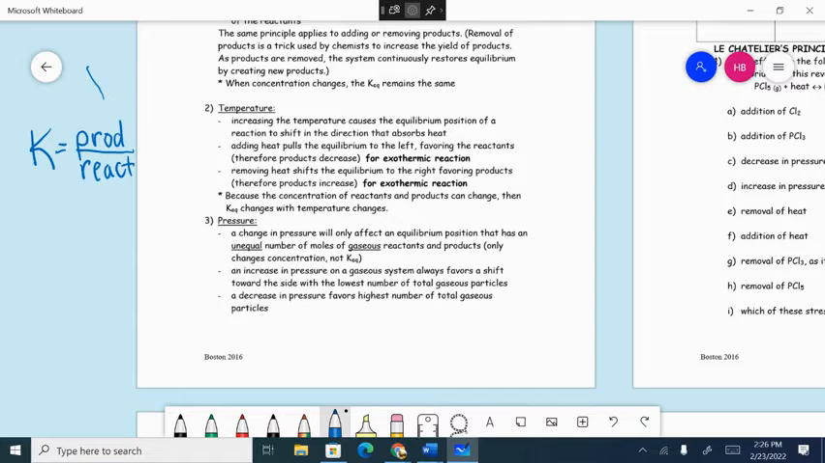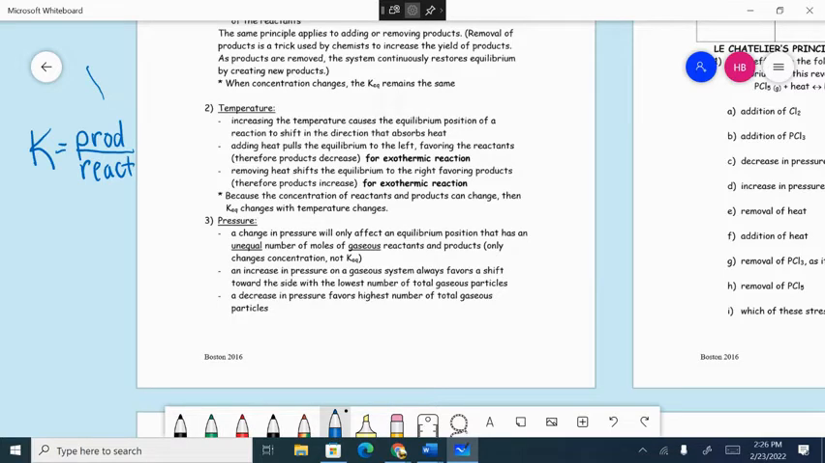If a reaction is exothermic, then that means energy is like one of the products. If the reaction is endothermic, then energy is like one of the reactants. So increasing the temperature causes the equilibrium position of the reaction to shift in a direction that absorbs heat. So in exothermic reactions, heat is one of the products. Adding heat pulls the reaction to the left. It'll shift towards the reactants.